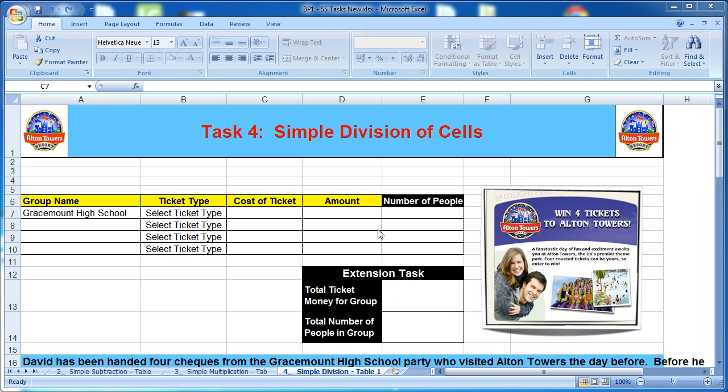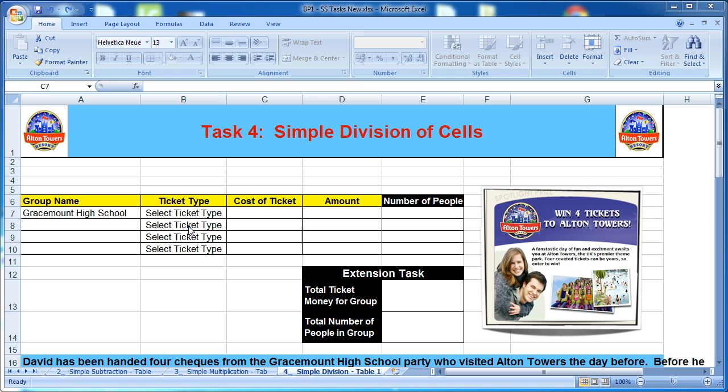Task 4. Right, in Task 4 we're going to be showing you how to divide using Excel. In this task we've got a group from Gracemount High School going to Alton Towers, and there are different types of people coming along. Obviously there's going to be children, but there are also going to be adults.